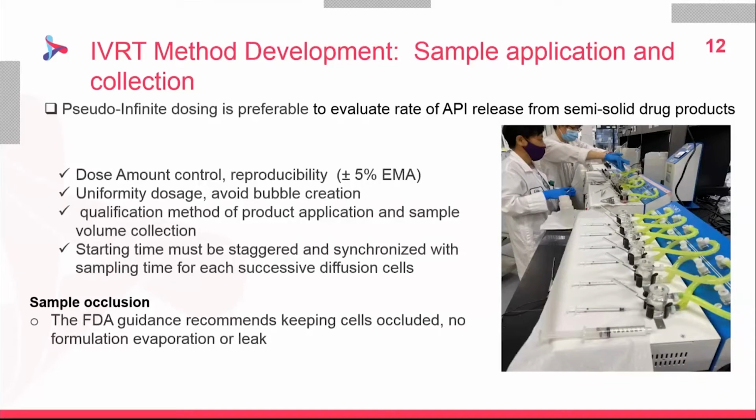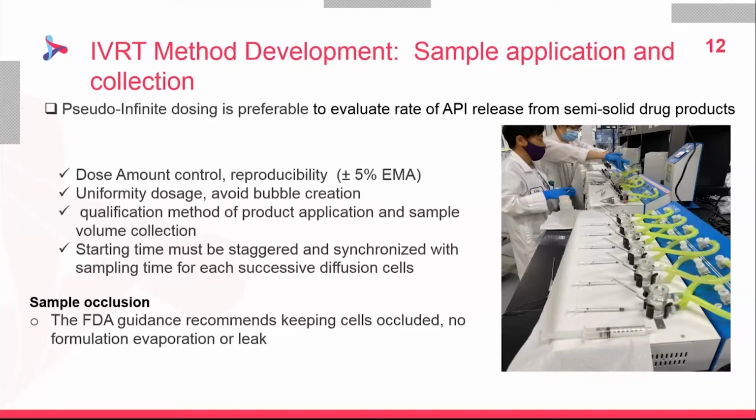During dosing, it is critical to avoid bubble creation. Therefore, the method of product application and sample volume collection has to be standardized and validated. The starting time point must be staggered and synchronized with the sampling time for successive diffusion cells. FDA guidance recommends keeping cells occluded, with no formulation evaporation or leak.